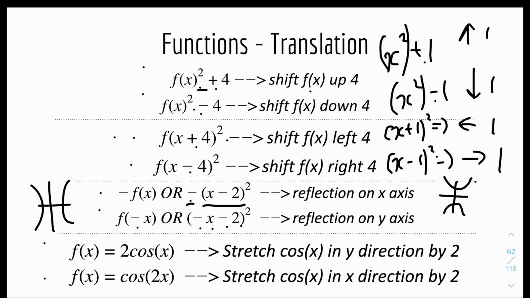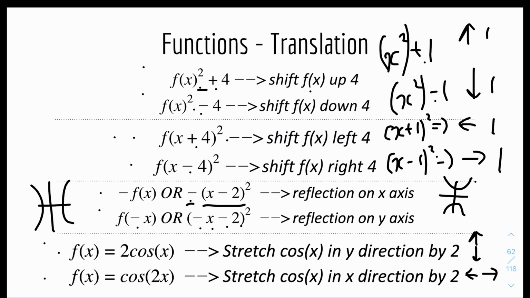And then we have 2 more translations to go. So when we have f of x equals 2 cos x, with the 2 on the outside, you stretch the cos x, or any other trig graph, in the y direction by 2. And if it's cos of 2x in the bracket, you stretch the cos x in the x direction by 2. Basically, the y direction is up and down, and x is like this.